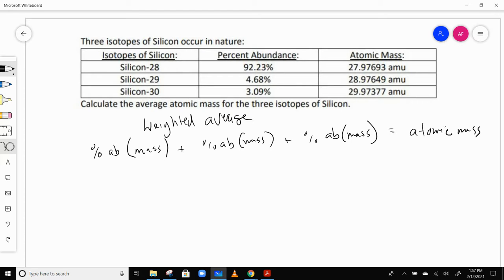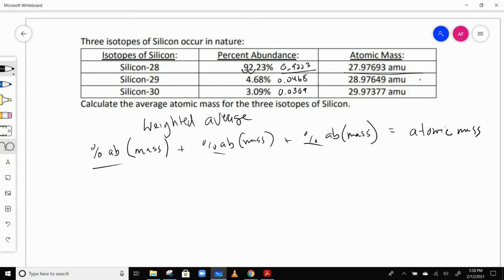Okay, so for example here, we put the percent abundances in decimal form. I moved the decimal over twice because I divided by 100. So this one's 0.9223. This one's 0.0468. This one's 0.0309. Okay, so we take the percent abundance in decimal form, multiply by atomic mass, and do that for each one of these and add them up.